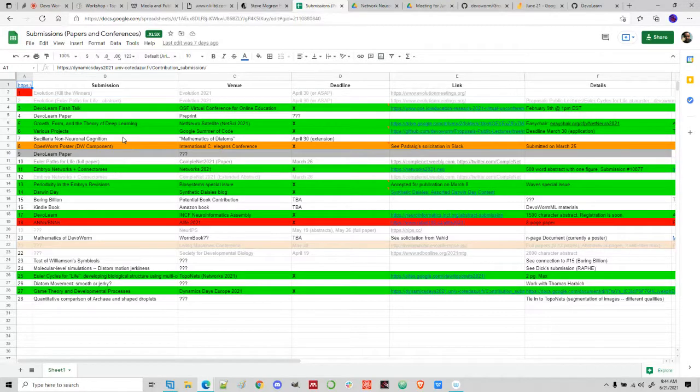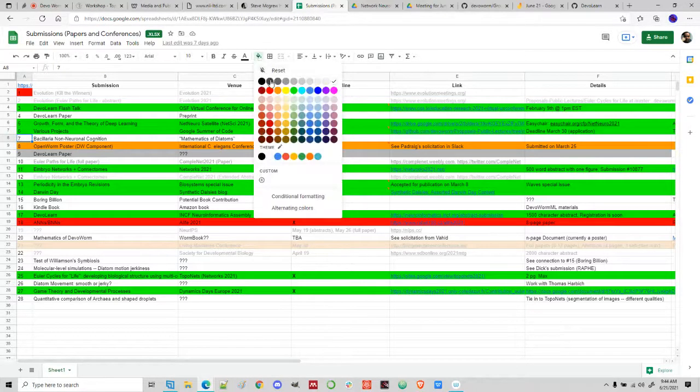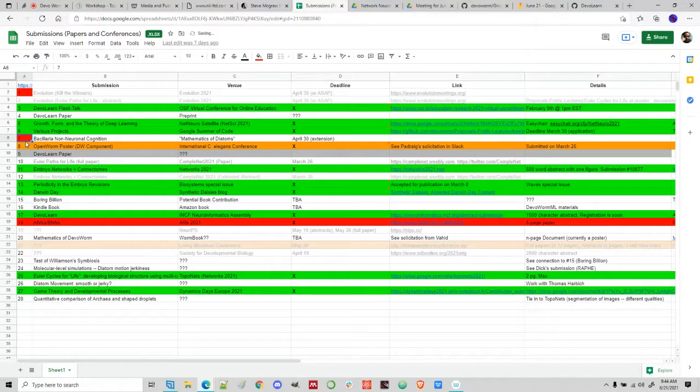I guess that's number 7. But some of the things I can put red on that. When I use red, it means that I want to get it to completion fairly soon. But other than that, we have things like the DevoLearn paper, which is this preprint, which will probably wait till the end of summer, once we can incorporate Mainak's work into it.